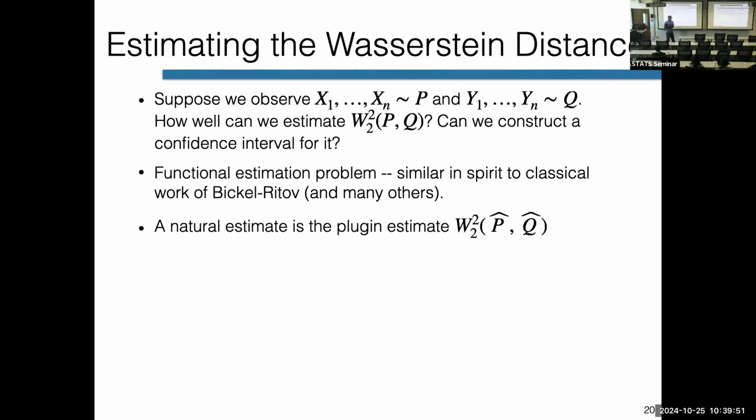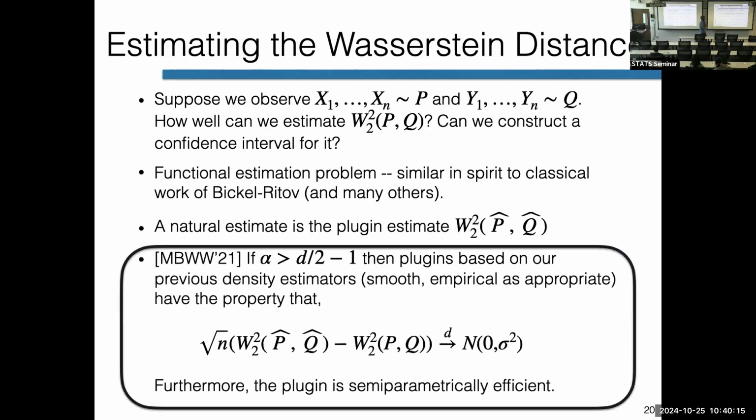Okay. So maybe one thing that one can do is to write down what is called the plug-in estimate. The plug-in estimate is the thing that one would first think about here, which is: I need to estimate the Wasserstein distance between P and Q. I'll construct some estimates P hat and Q hat, and my estimate of the distance will be the distance between these density estimates. So this is called the plug-in estimate.